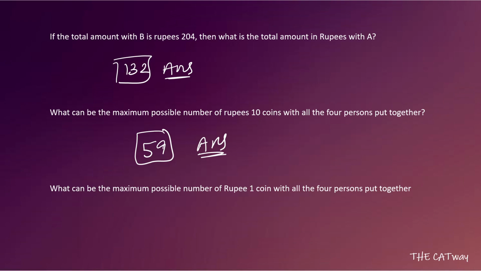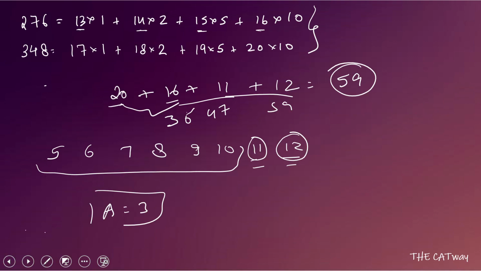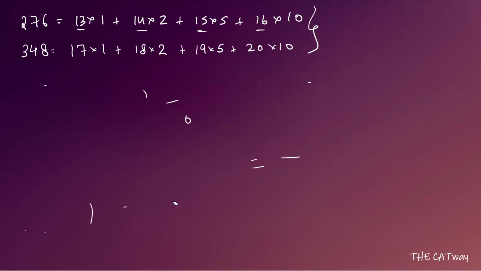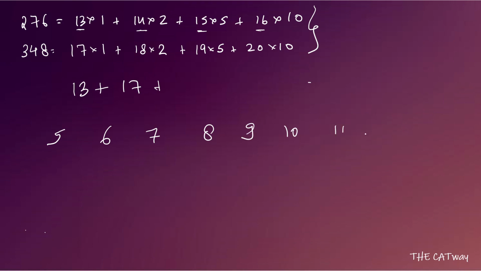Let's move towards the third question. What can be the maximum possible number of rupee 1 coins with all the four persons put together? So let's check it out. Let's remove the data for the previous question. What we have here is that 1 rupee coins have been allocated to 2 people. There are 13 1-rupee coins and there are 17 1-rupee coins. After that, let's see what are left. Again the same numbers are left: 5, 6, 7, 8, 9, 10, 11 and 12.